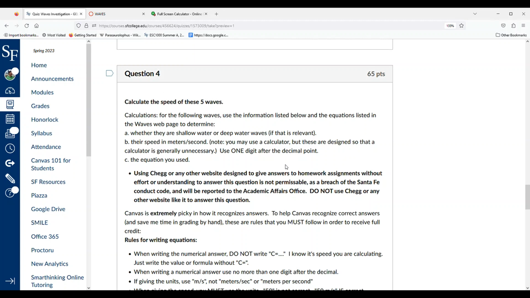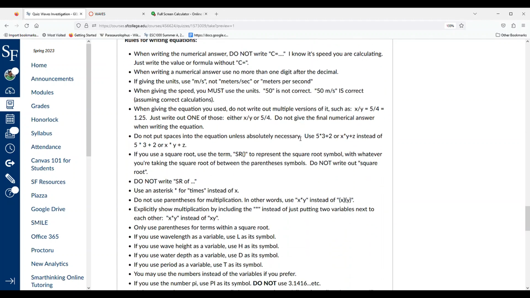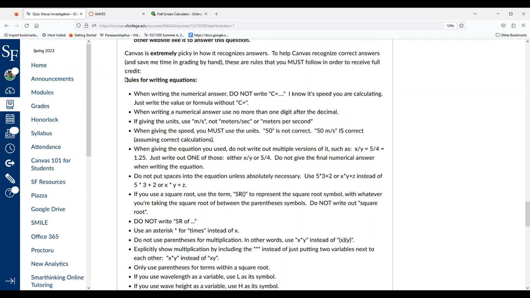Now, one thing about this is that there's a bunch of rules here, and this looks like a lot. It looks very picky. The problem is Canvas is extremely picky in how it recognizes answers. What I need to do for this question is make up a key so that Canvas can recognize your correct answers. And if you don't follow these rules, Canvas will not recognize your answers. It's not a hard thing, but it is necessary so that I don't need to spend an enormous amount of time hand grading your answers. So let me go through some of these really quickly.